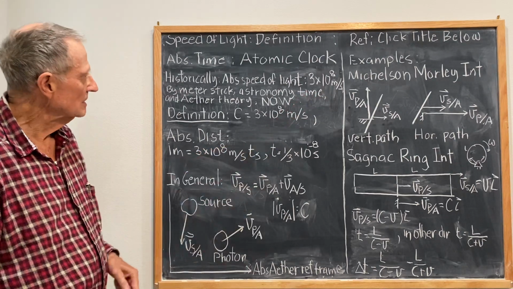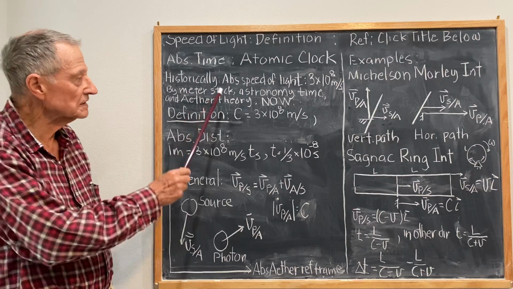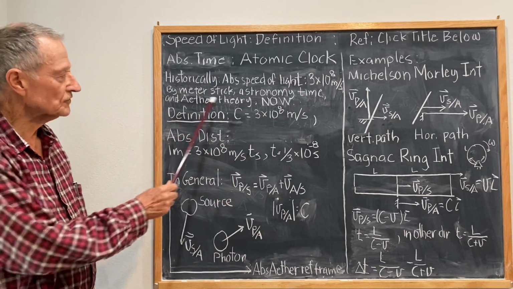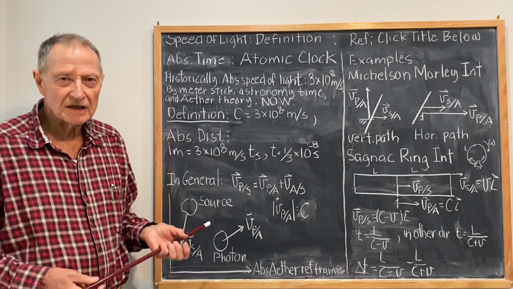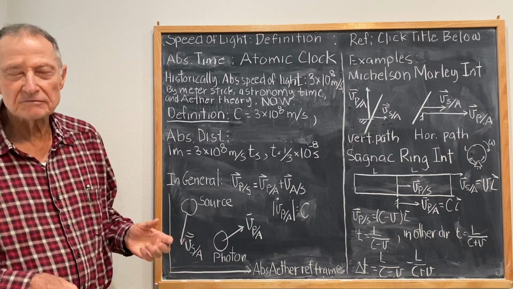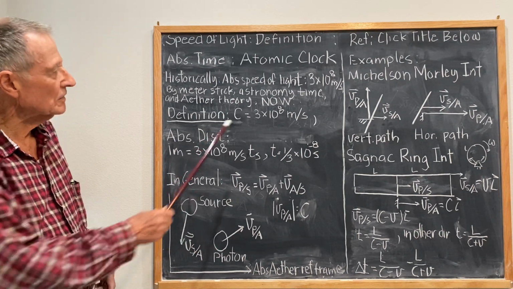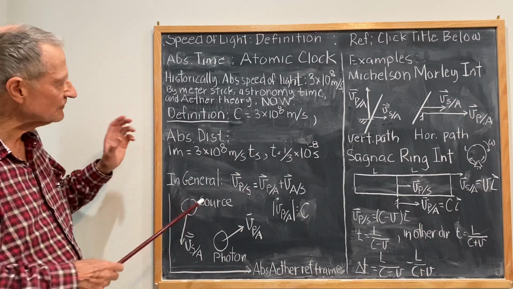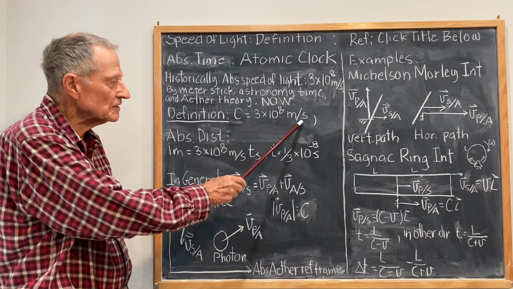8th meters per second. And this was determined by using a meter stick, astronomy time, and the ether theory, which is necessary to have the concept of an absolute speed of light. Now, that has changed. Now, by definition, the speed of light, c, is 3 times 10 to the 8th meters per second.